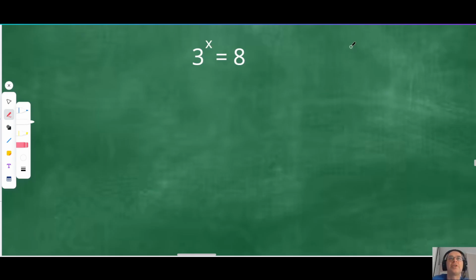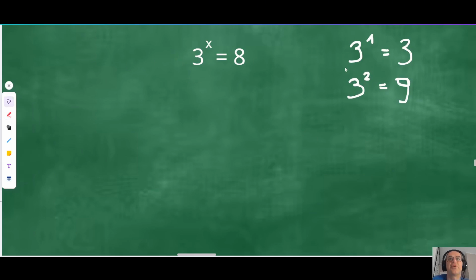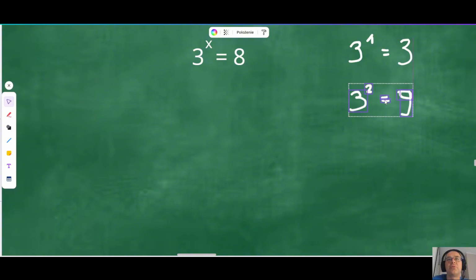Many of you probably remember from school, for example, that 3 to the first power is 3, or that 3 to the second power is 9. But notice how our exponentiation looks. We have 3 to the power of x equals 8. This 8 is somewhere between this 3 and this 9. So somewhere here is 3 to the power of x.